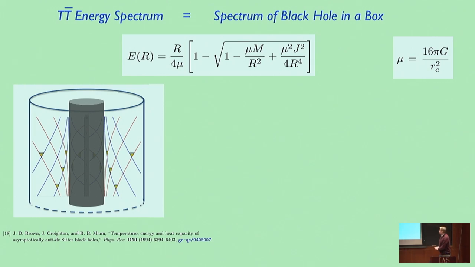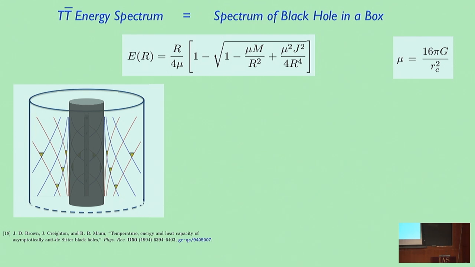So what fixed the sign? In this case of mu, the thing that fixed the sign was that, as I mentioned, the spectrum of the TT-bar theory can be computed. It turns out also that people had already computed the spectrum of AdS spacetime in a finite box as a function of the size of the box.